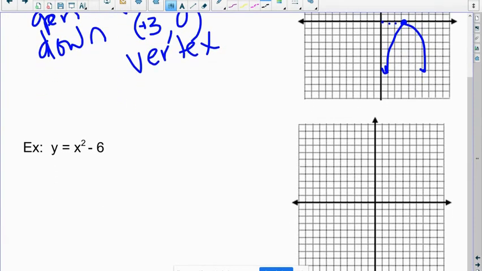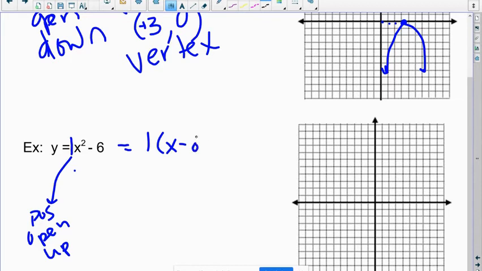Let's try one more like that. What if I have y equals x squared minus 6? All right, there's nothing in front of the x. I'm going to think of there as being a 1. So since it's positive, we know it's going to open up. Now, x squared by itself is really like saying (x minus 0) squared. So that tells me that in my vertex, I'm going to have a 0 in the first spot.